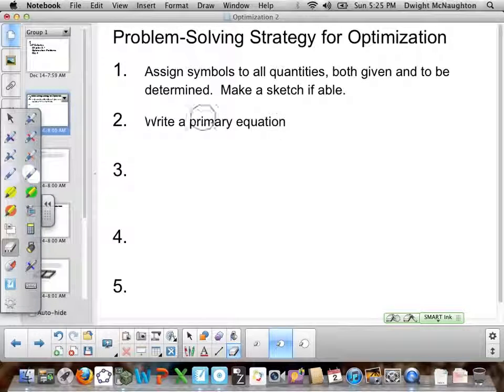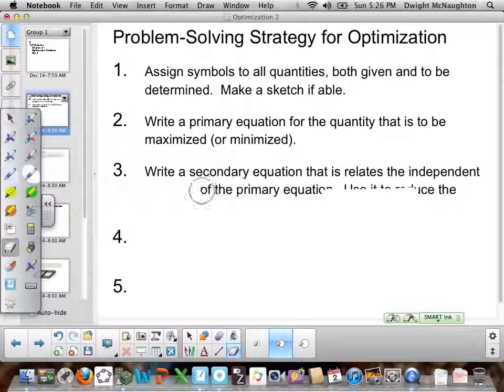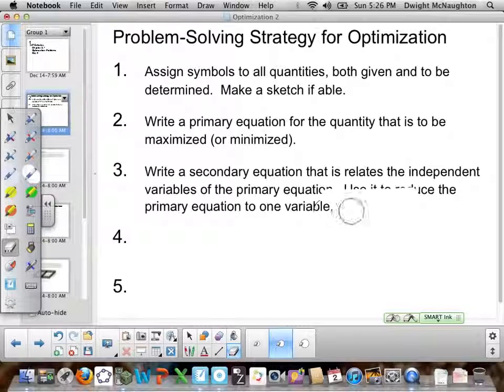2. Write a primary equation. This is what's going to be optimized. What do you find the max or minimum of? Example, profit, cost, area, volume. Usually there'll be more than one variable. To deal with that, write a secondary equation. All right? And then substitute that in to get rid of those extra variables.